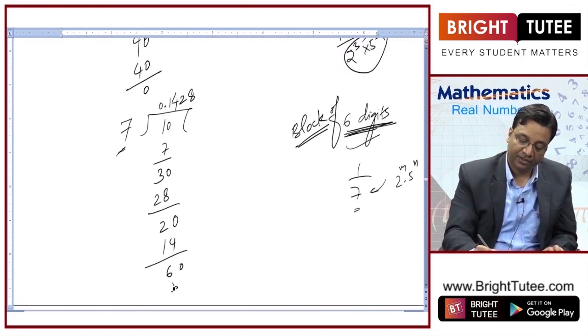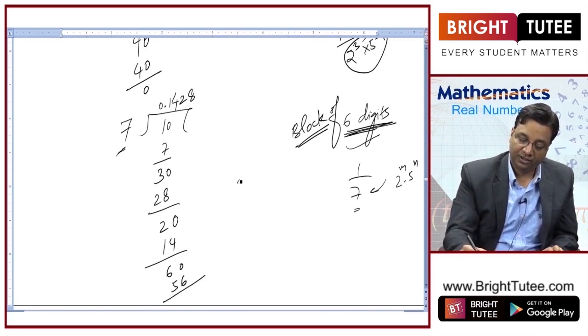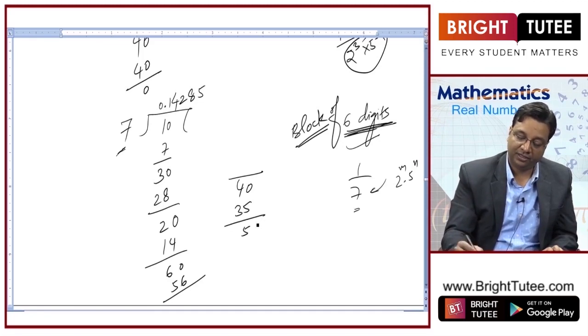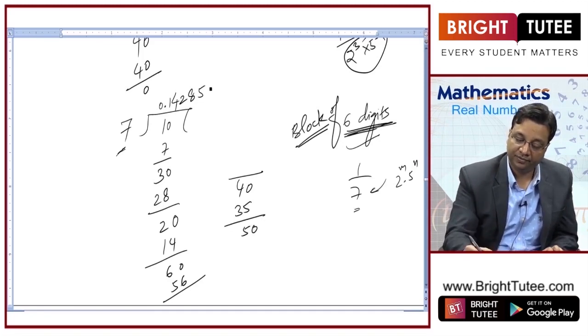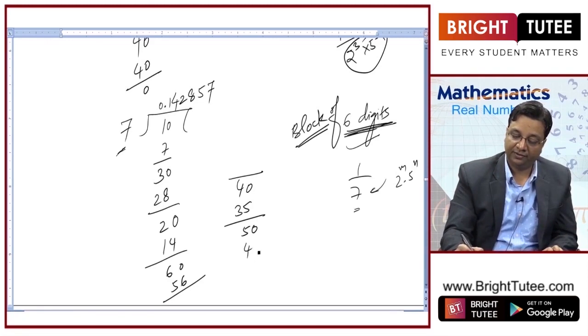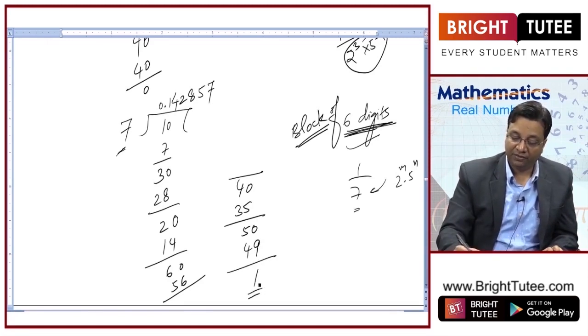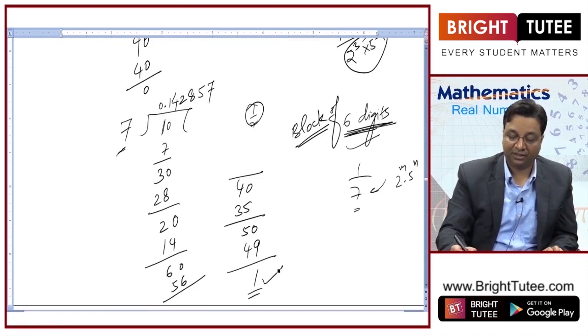8, 56, 4 is the remainder, so I will take a 0 here. 5, 35, 5 is the remainder, I will take a 0 here. 7 sevens are 49. 1 is the remainder. Look, we started with 1 here because we divided 1 by 7, right? So we started with 1 here, I have got 1 again.